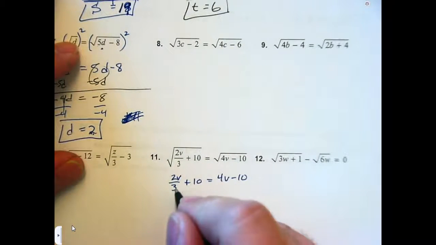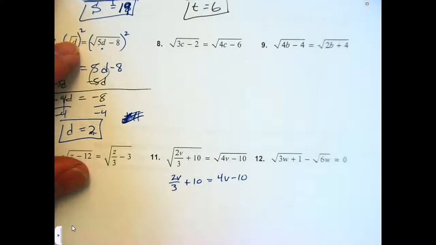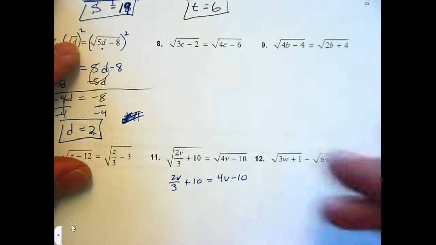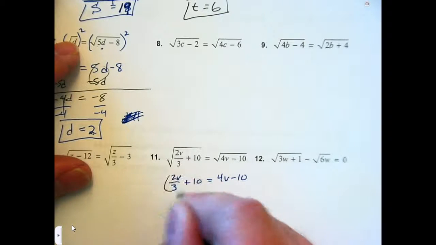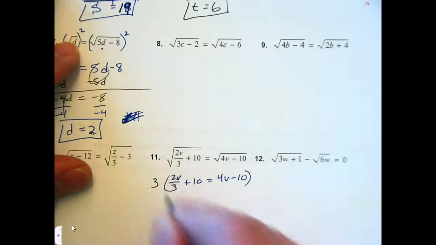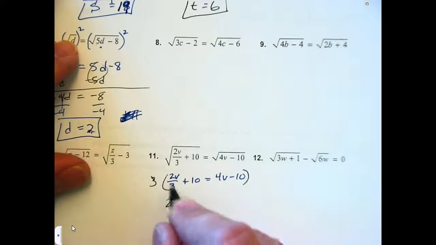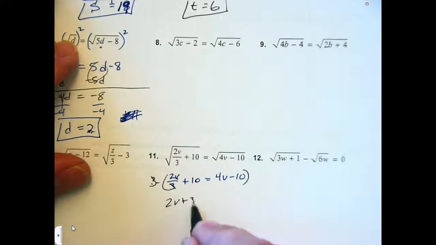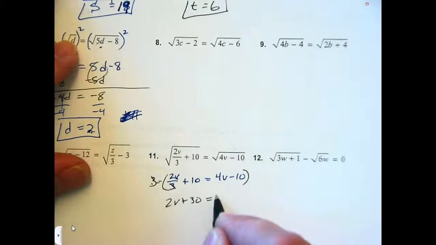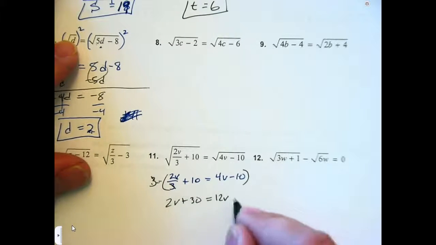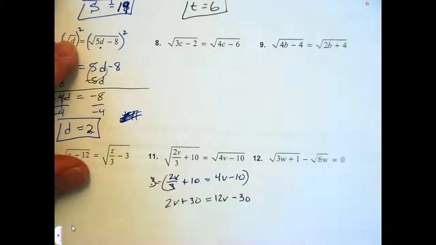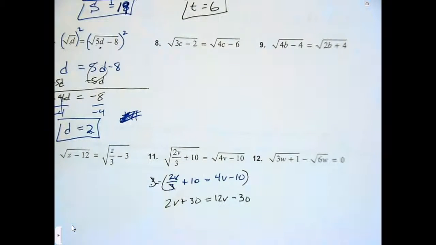Hey, from there, this is a fraction. My next step would be to get rid of the fraction. That's just a personal preference. I'd multiply every term by 3. So that would give 2v because it'll cancel this fraction out. But you got to multiply this by 3, this by 3, that by 3, I forgot to do the 10, and that by 3. You don't have to do that, but it makes it easier.